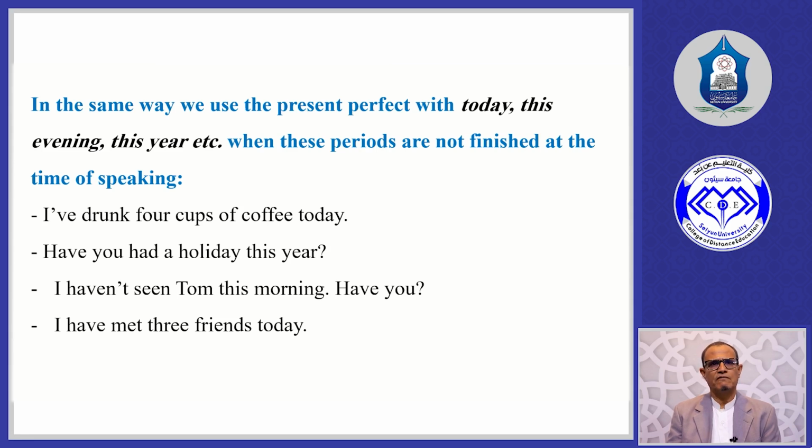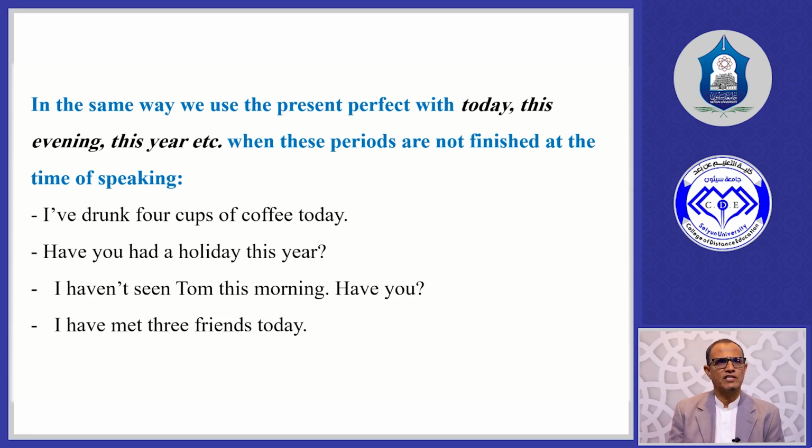So why do we say "I have visited" here? Why do we use the present perfect tense? Because this period of time, this year, is still continuing and didn't finish. So we can use the present perfect in this case.